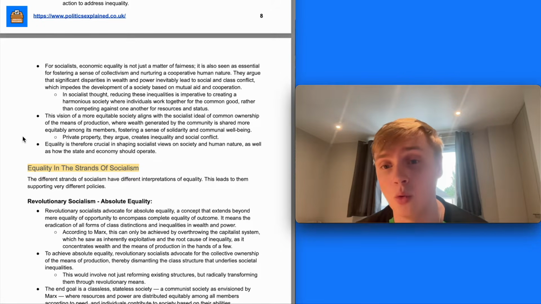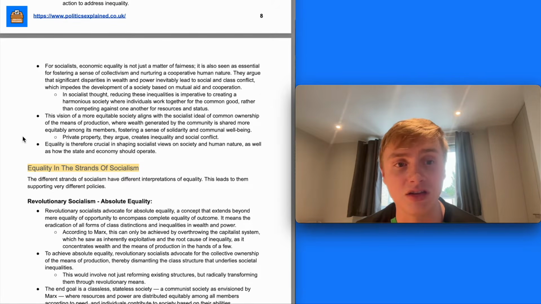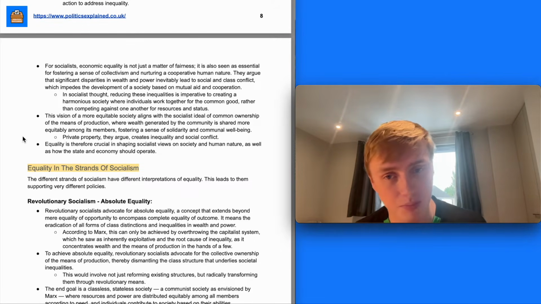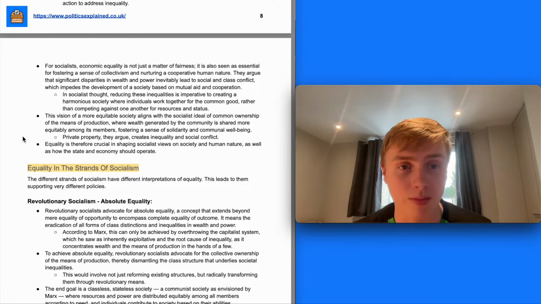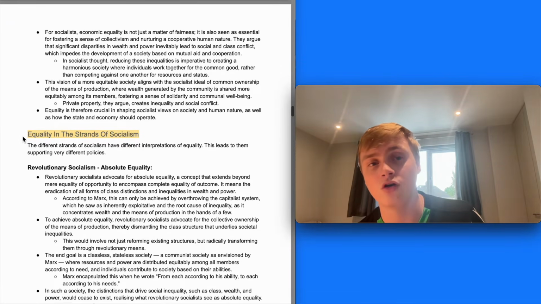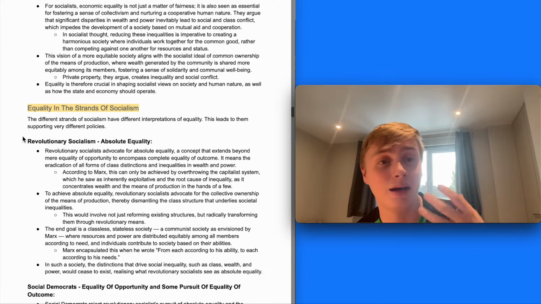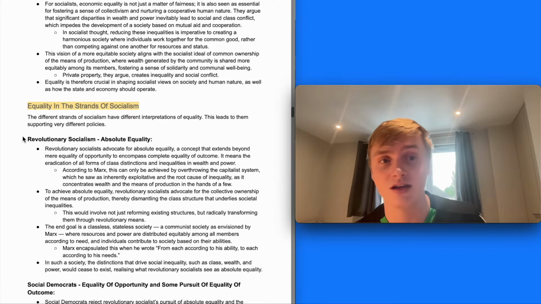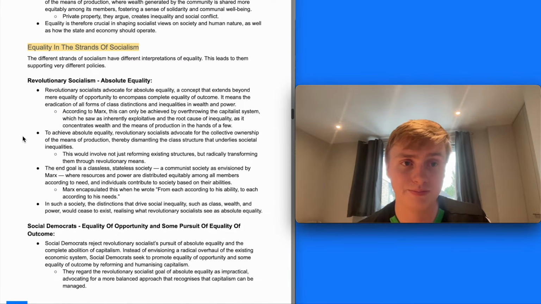And the vision of this more equitable society aligns with the ideal of common ownership of the means of production, where wealth is generated by the community and is shared by society as a whole among all its members, fostering a sense of solidarity and communal well-being. And they believe that private property and capitalism create inequality and social conflict and should therefore be removed.